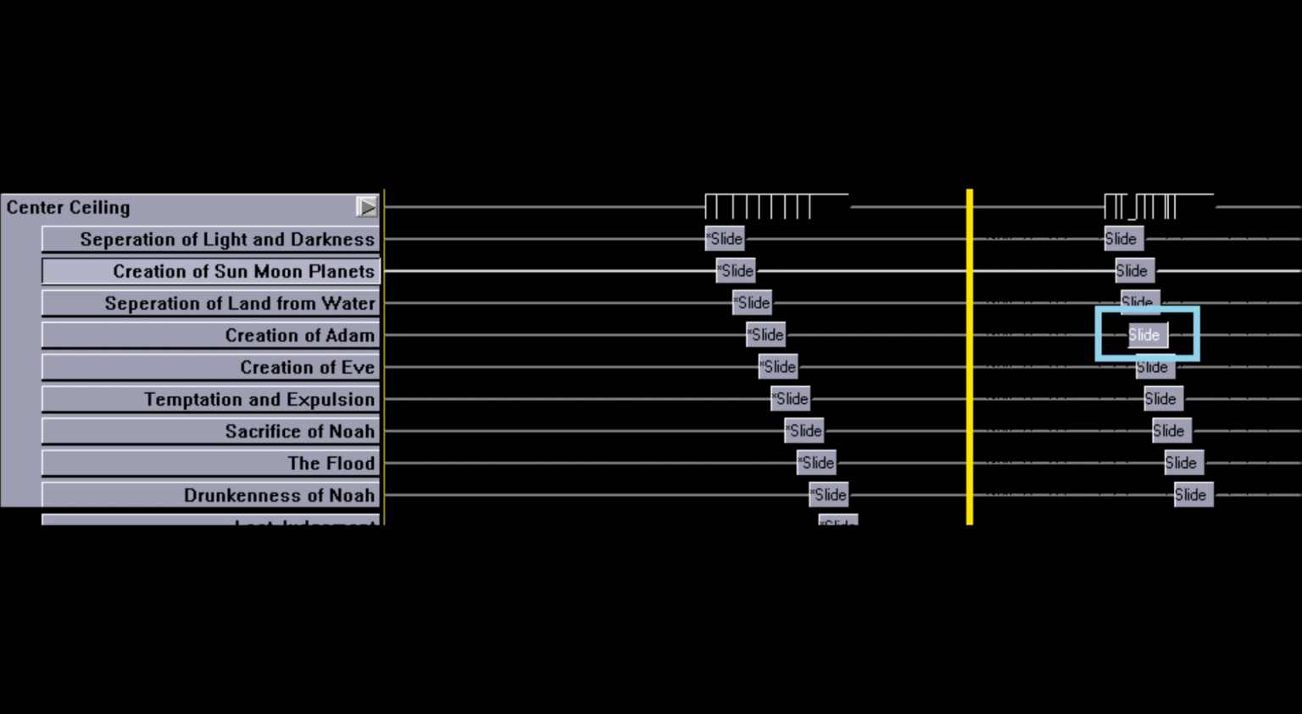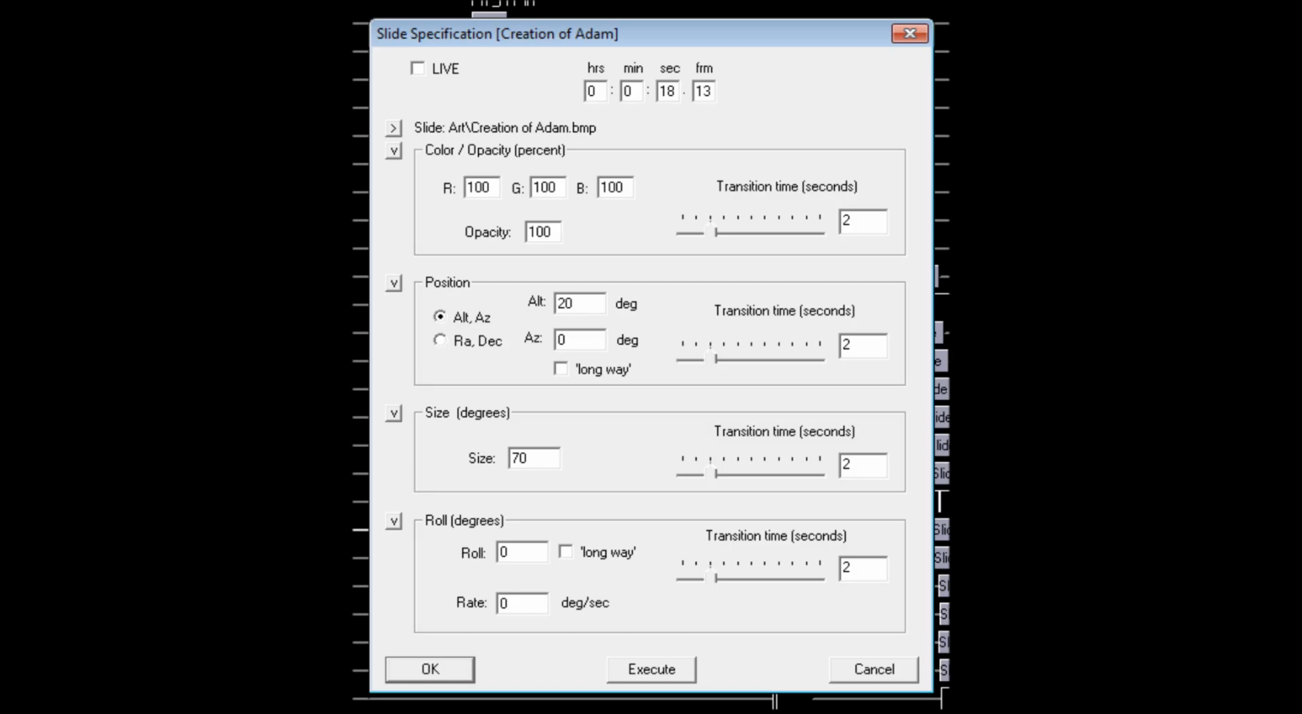To the right side of the yellow line are all the commands I execute to make the painting look large. The command looks like this. You can see that the size is 70, the opacity is 100, and the transition time is 2 seconds, giving a nice, beautiful fade up.